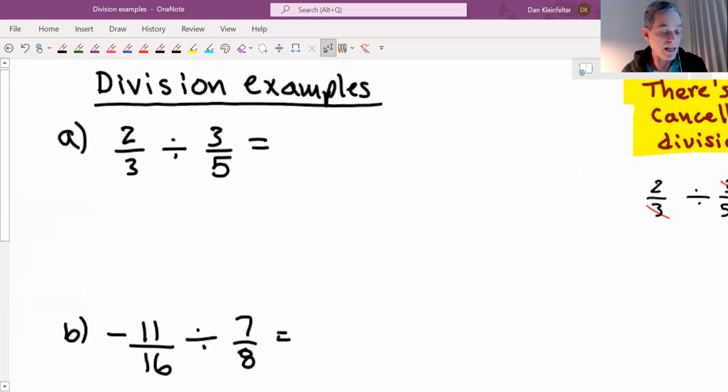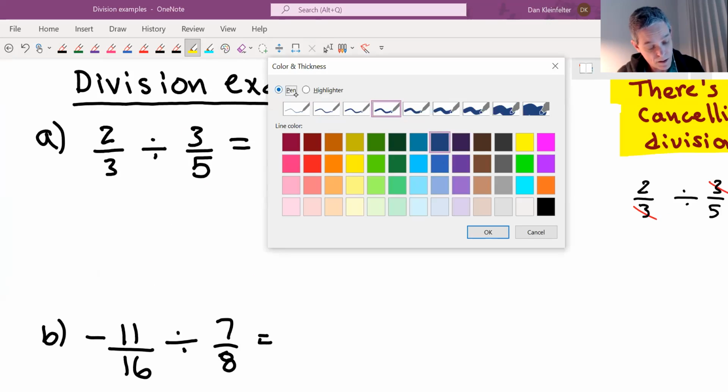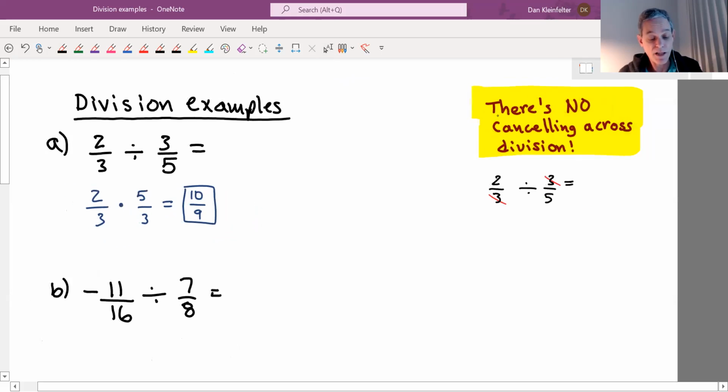So here we're going to begin with 2/3 divided by 3/5. So we'll keep the first fraction the same. We'll turn the division into a multiplication, and instead of 3/5, we will have 5/3. Okay, there's no simplification to be done here, so we'll multiply across. 2 times 5 is 10, and 3 times 3 is 9. So that is just 10/9. By the way, note that there's no canceling across division signs.